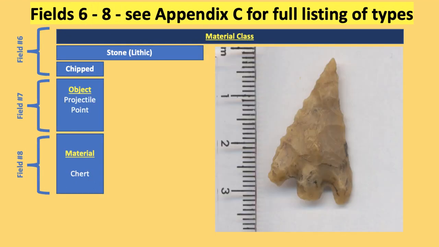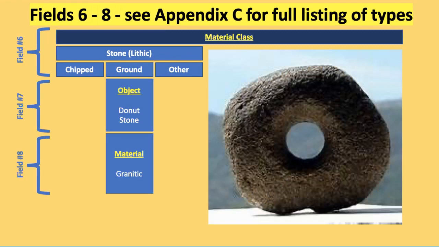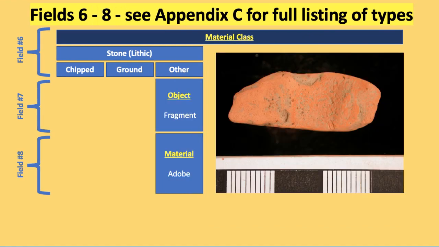This is an example of the chipstone category with chert fashioned into a projectile point. Other chipstone examples include projectile points and scrapers made of other materials such as obsidian or quartzite. Here we see an example of a groundstone material class with granitic rock ground into a donut stone. This is an example of the stone other category for stone lithic, and it shows a fragment of adobe.